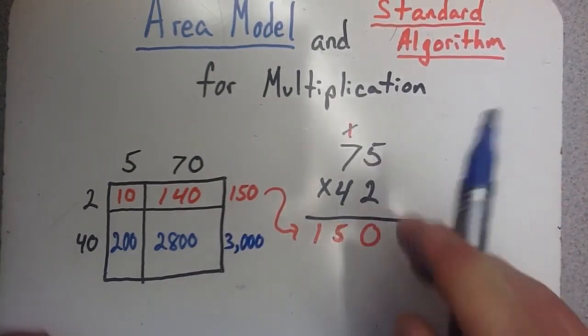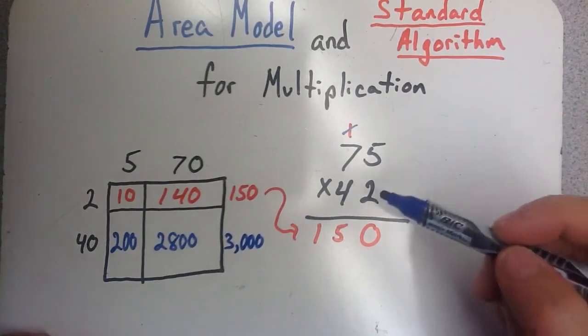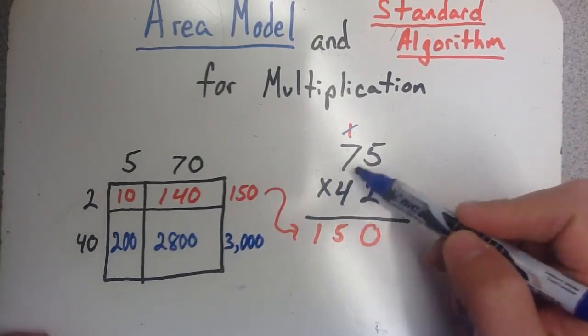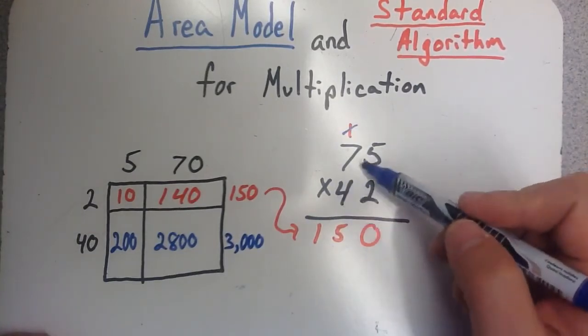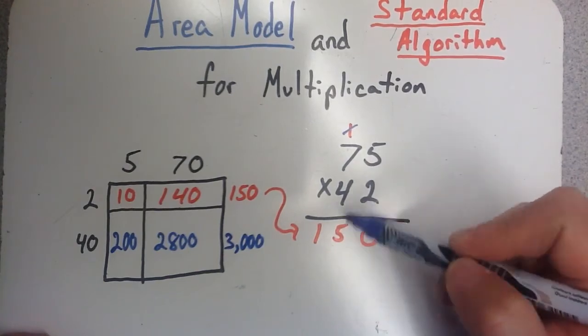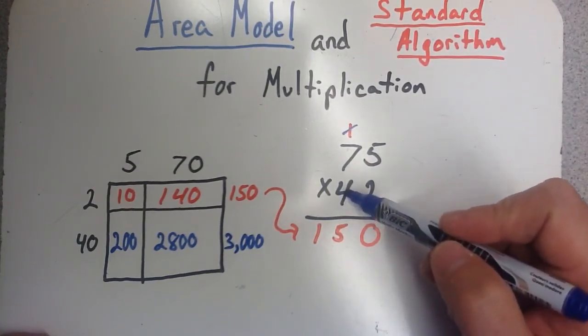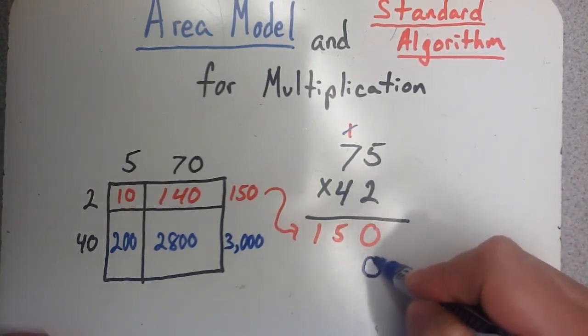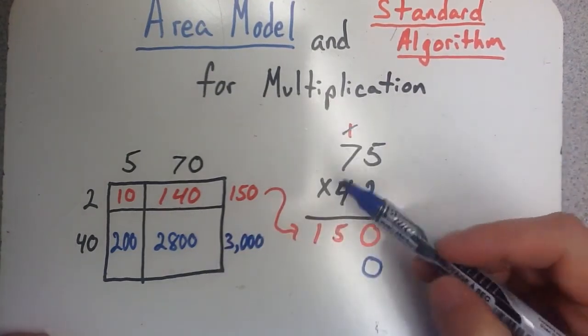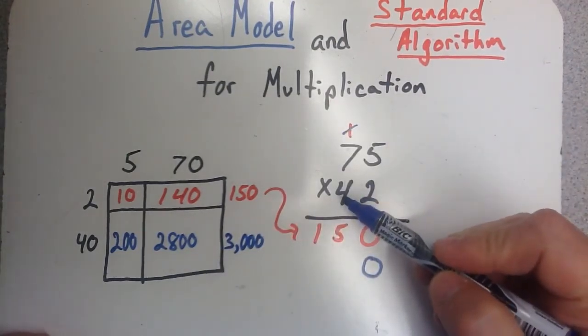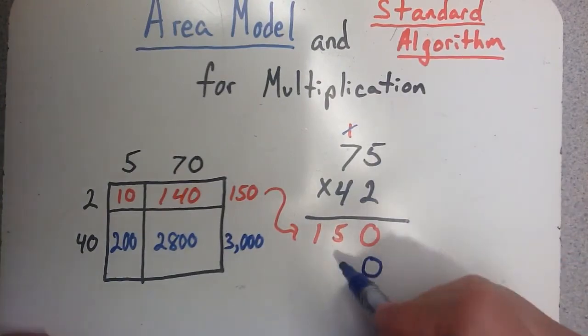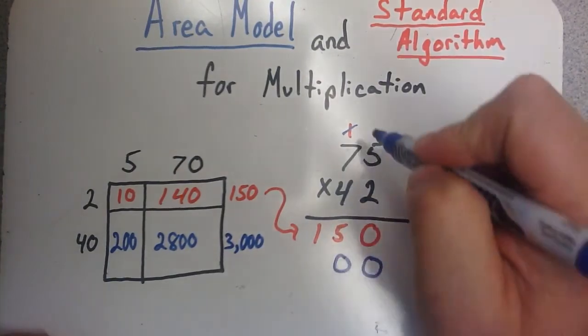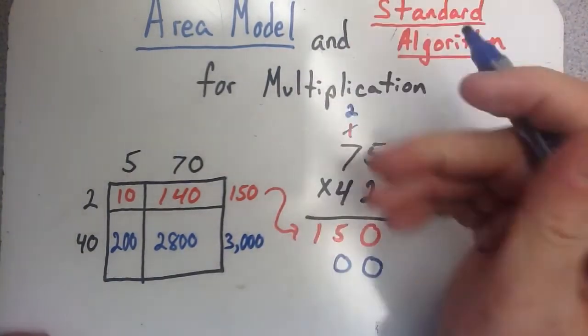I'm going to cross this one off because I'd already used that to get my 150. 4 multiplied by 5. Well, what we have to remember here before we start is we're in the tens place, so we need to put a 0 right here to move us over to the tens place. So 40 times 5 is 200. 0. My 2 comes over.